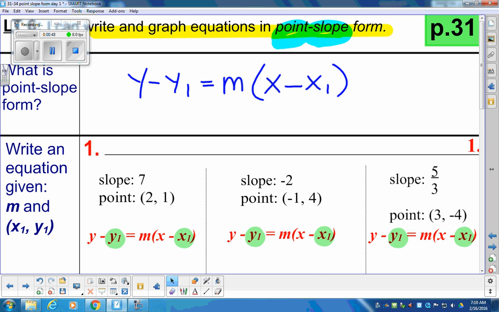All right, so what you need to know for today is that this m is the slope as always. So we have our slope here. And this x1, y1 is a point. So there's our point slope. Go ahead and write that down, guys. We're talking about point slope formula today in our work.